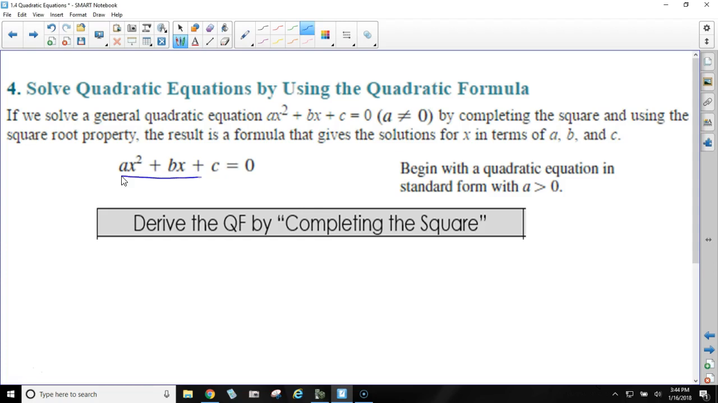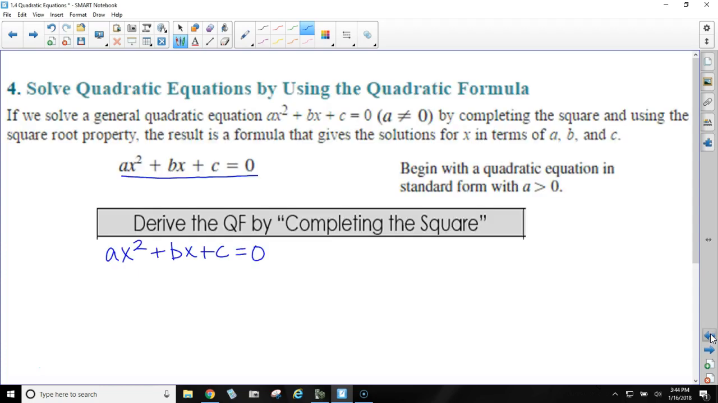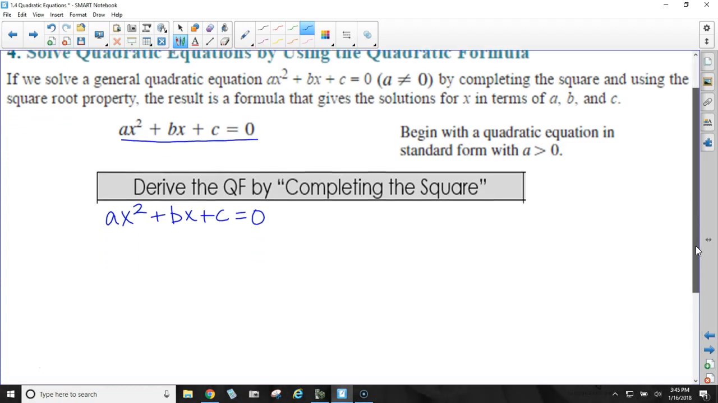Now, on both of these methods, we're going to start out with the general form for a quadratic equation, which is ax squared plus bx plus c equals 0. You can write this method on the left-hand side of the column in your notes, because on the next slide, we're going to be filling out the right-hand column. Okay? But first, for the left-hand column, deriving the quadratic formula by completing the square.